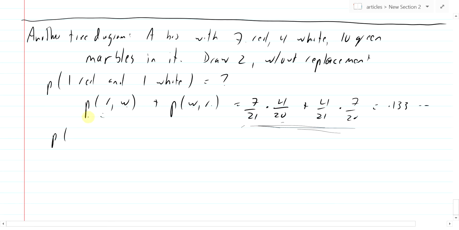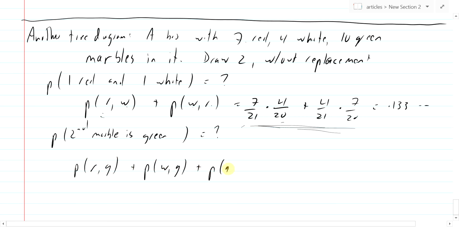What would be the probability that the second marble is green? Well, how many ways are there that you can have a second marble as a green? Well, that means you could start with a red and then a green, or you could do a white and then a green, or you could do a green and then a green. And what are the probabilities of that?